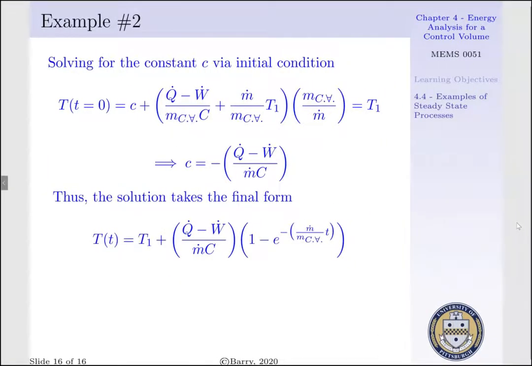Thus, the solution takes the final form. T of t is equal to T1 plus Q dot minus W dot per M dot c times the quantity 1 minus e to the minus M dot per m Cv t. What we notice is our temperature is going to change exponentially. That is, we have a constant value, and our temperature is going to decrease as we remove heat. Now this is going to tend to a steady state value as time tends to infinity.